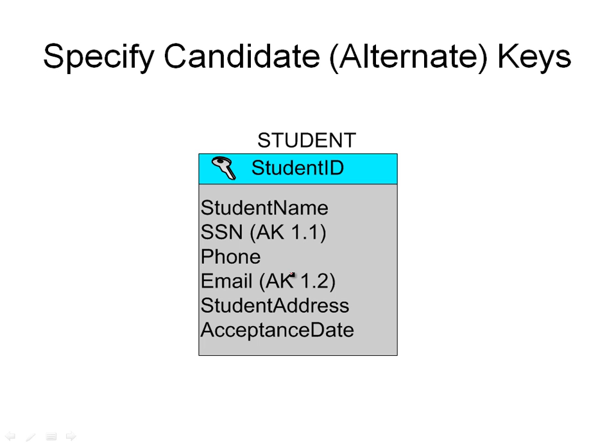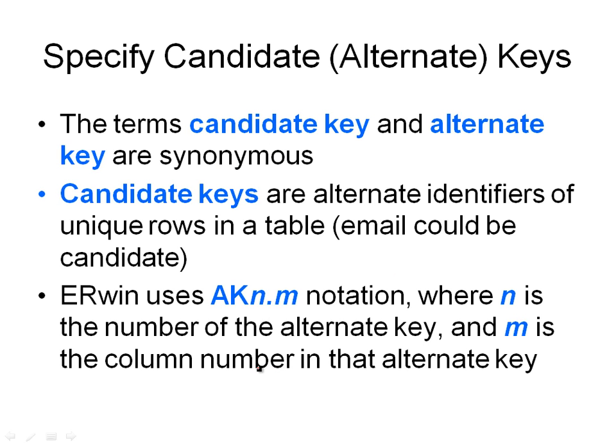And this is an example of identifying the alternative keys. So for a social security number, we said that it's an alternative key, and that's number 1, and then the email is number 2. Now remember that the N is the number of the alternate key, and M is the column number in that alternate key, so it can be considered as alternate key number 1, and M is the first column or second column based on the information that we have.